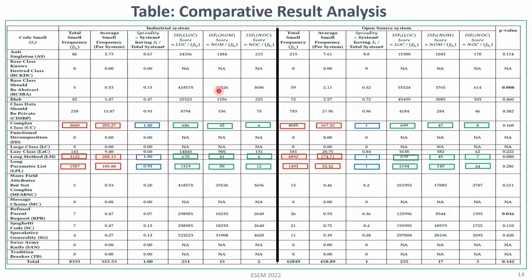So this table shows the whole result of the study. The first column shows the list of 18 code smells. The next columns show total smell frequency, average smell frequency, sphericity, and three ISF, that means inverse smell frequency scores based on LOG, NOM, and NOC: lines of code, number of methods, and number of classes. It has two parts: industrial systems and open source systems. The final column consists of the p-value for the comparative analysis. We discuss the result in the following slides.